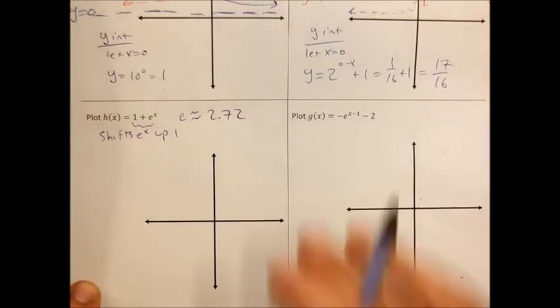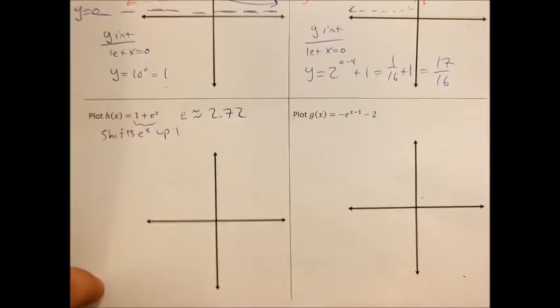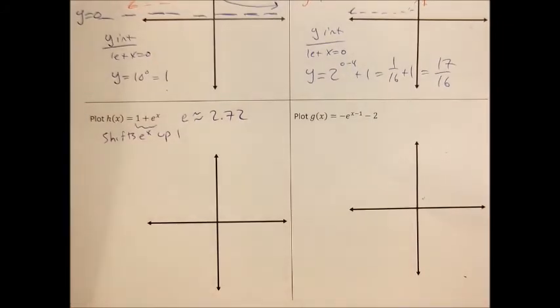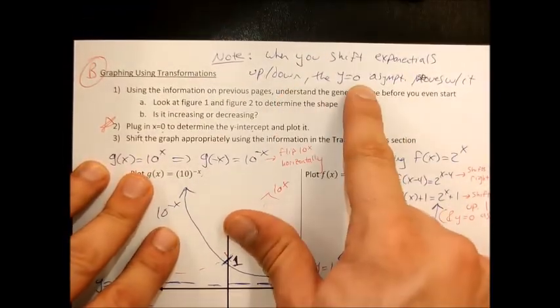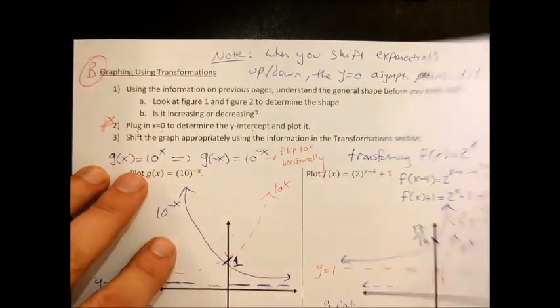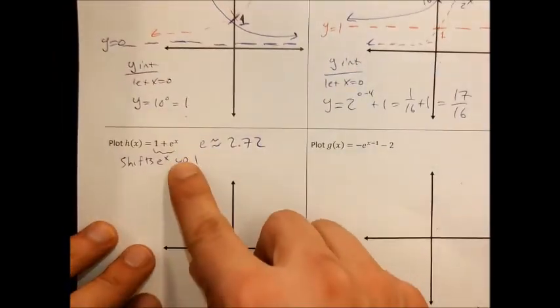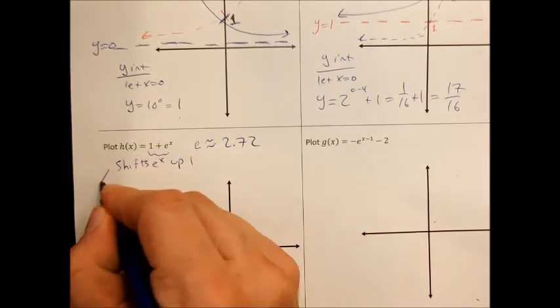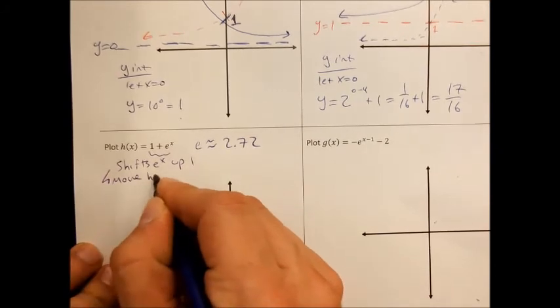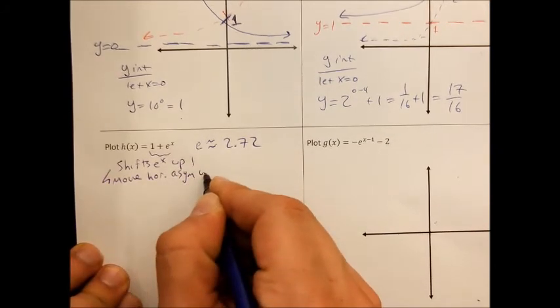in this problem. But an important thing that we mentioned last time, which I will just flash up here real quick, is that these things have an asymptote. And so when we move them up or down, we got to move the asymptote with it. Oh, it's actually at the top of this page, I forgot. Right? Note, when you shift exponentials up or down, you move the asymptote with it. And so when we move this one up 1, we want to make sure that we move the horizontal asymptote with it.